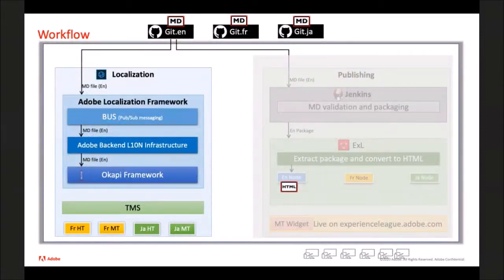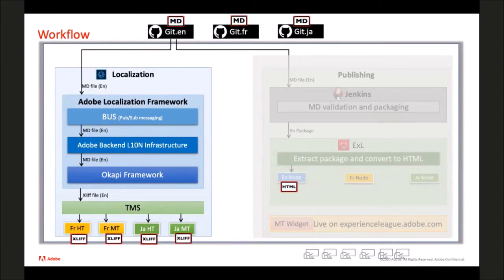And then Okapi converts the file from Markdown to XLIFF, and then it sends it to our translation memory management system, where for each file and each language, two localization kits get created: one for HT and another for MT. So HT, human translators, can translate at their convenience.